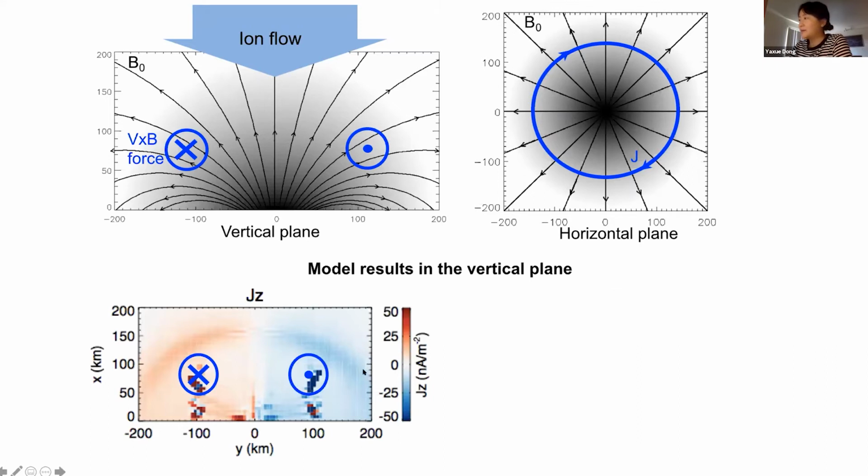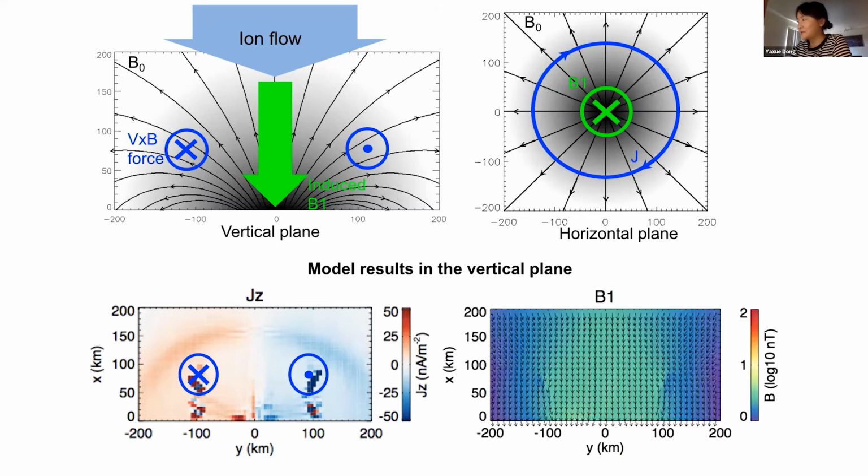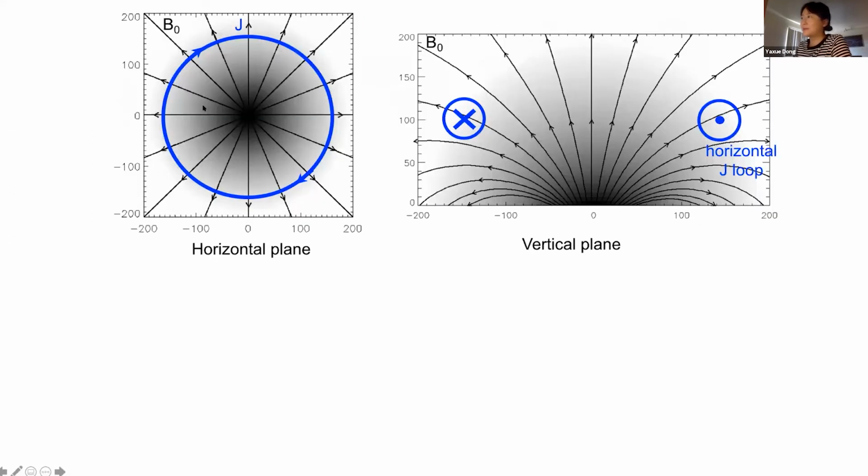And this current loop will generate a downward pointing induced magnetic field. We also see this from our model results. And this induced magnetic field is much weaker compared to the background crustal field. So it does not really change the morphology or distribution of the magnetic field much.